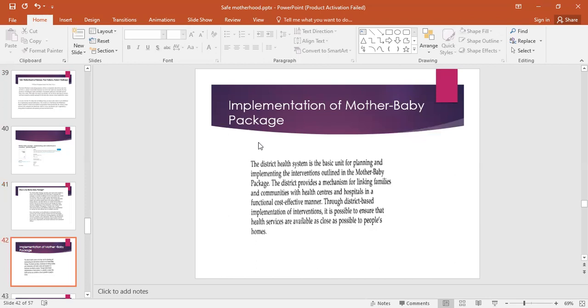Implementation of the mother baby package. The district health system is the basic unit for planning and implementing the interventions outlined in the mother baby package. The district provides a mechanism for linking families and communities with health centers and hospitals in a functional, cost effective manner. Through district based implementation of interventions, it is possible to ensure that health services are available as close as possible to people's homes.